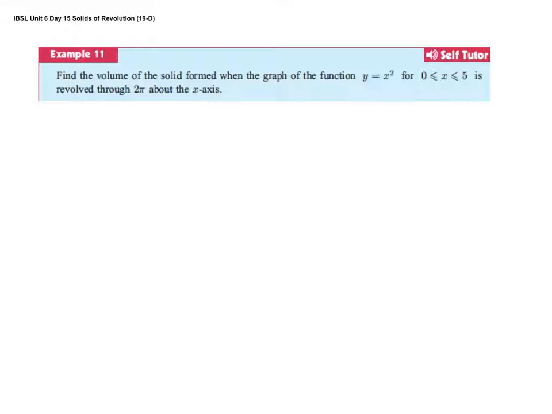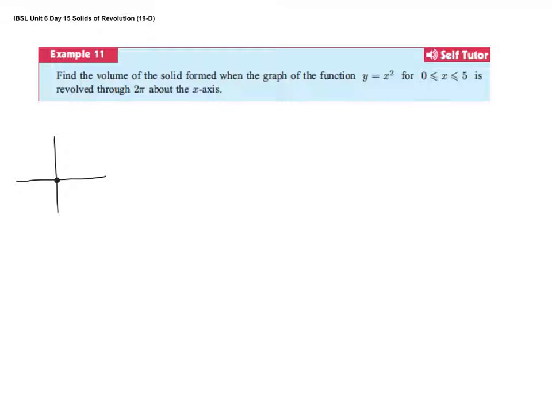Let's try another one here, okay? And let's actually sketch this so we'll know what it's looking like. We have the volume of a solid formed when the graph of the function y equals x squared, for x equals 0 to 5, is revolved through 2 pi about the x-axis.